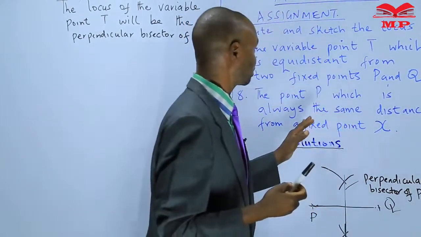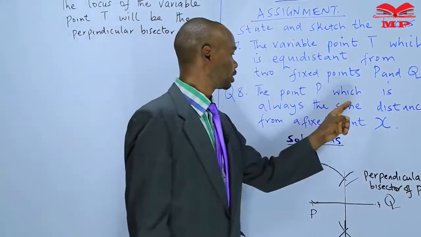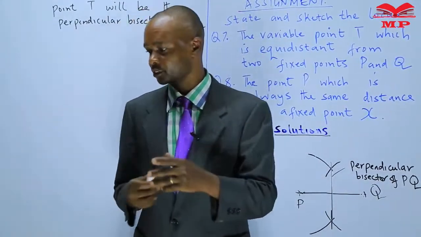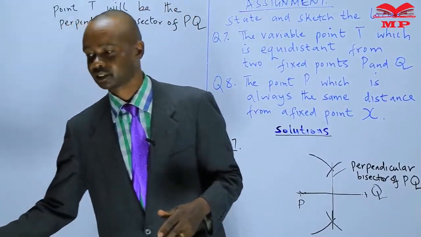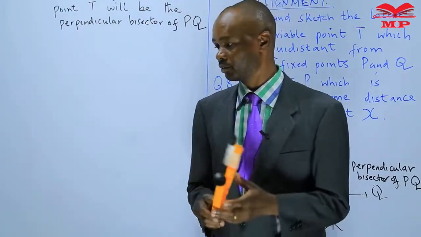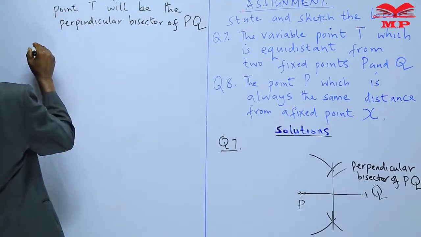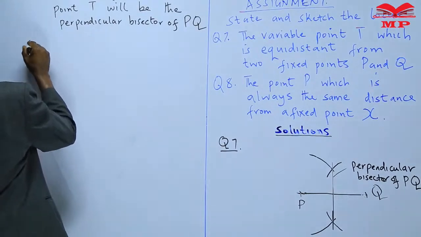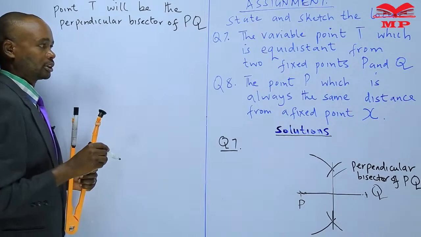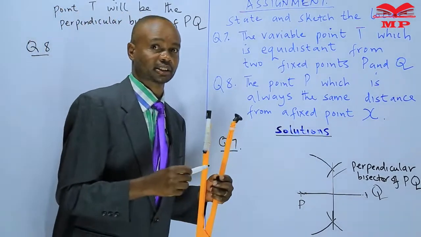We'll move to the second question. A point P, which is always the same distance from a fixed point X. So just to start that, I'll need a pair of compasses. So we go to the solution of question 8. Question 8.